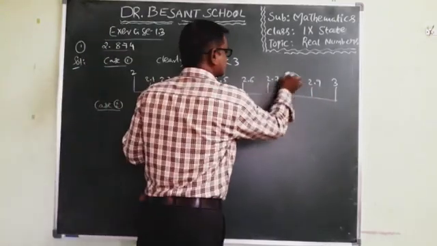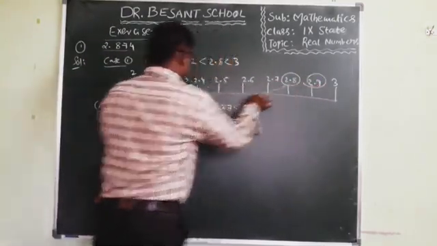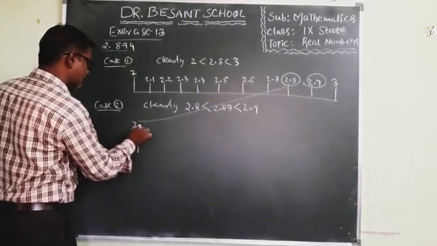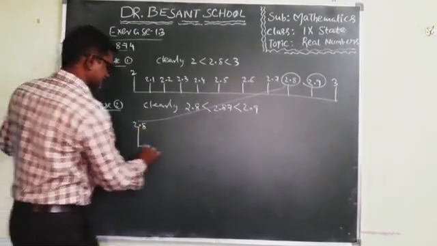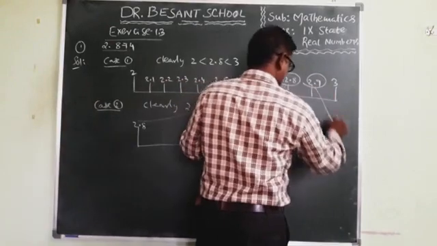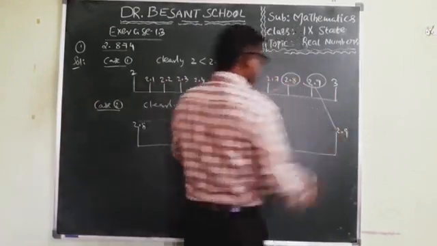Now observe, round off this one. See here you write 2.8. Okay, here you write 2.9.